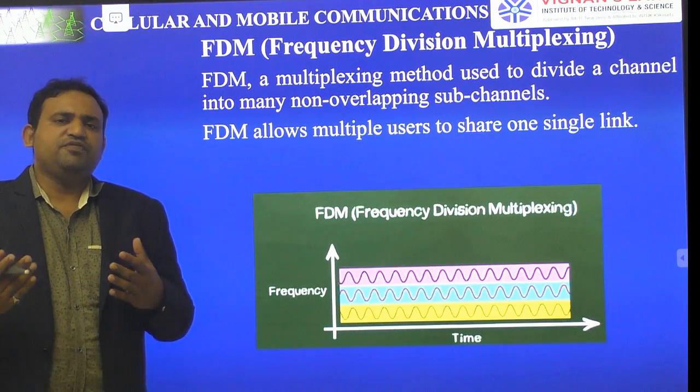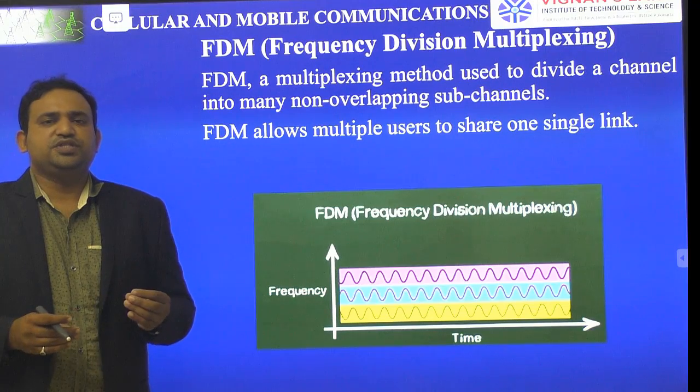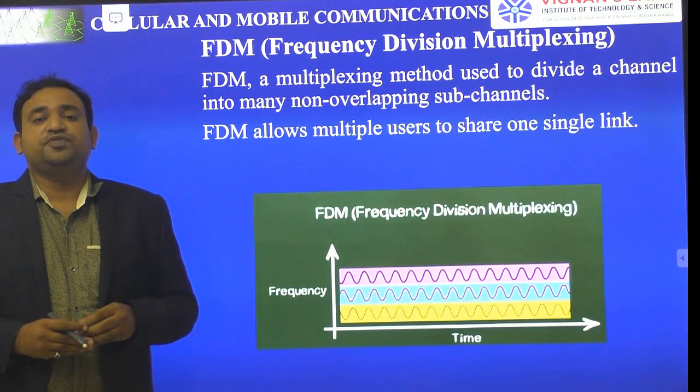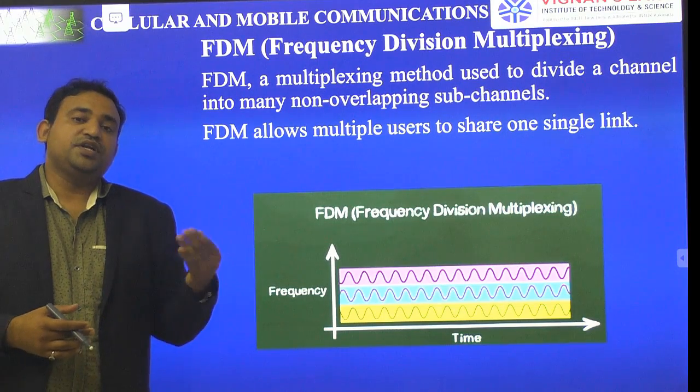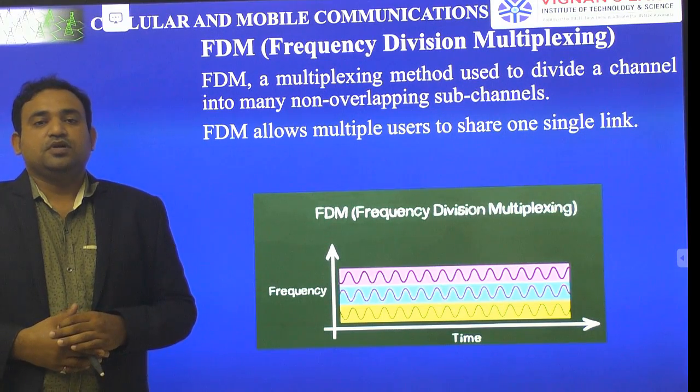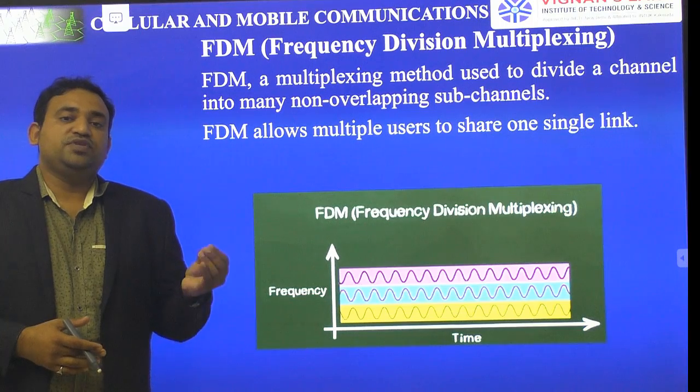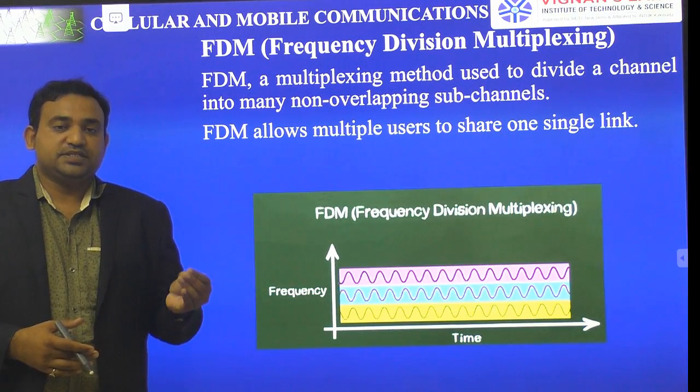meant by FDM, frequency division multiplexing. What is frequency division multiplexing? What is orthogonal frequency division multiplexing? What is orthogonal frequency division multiple access?